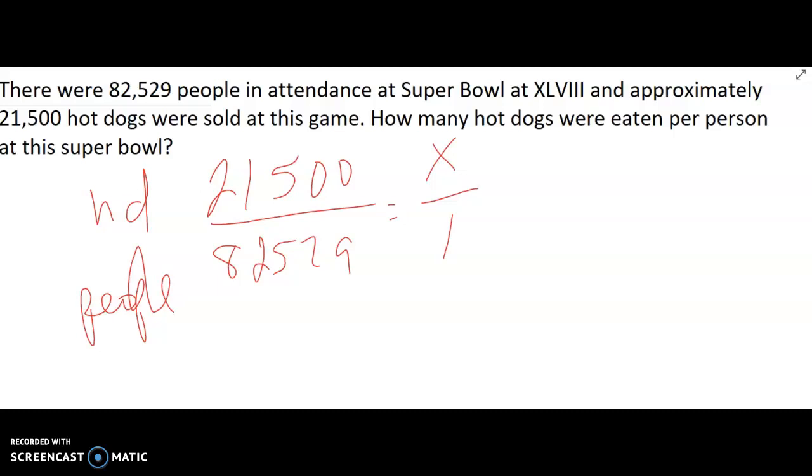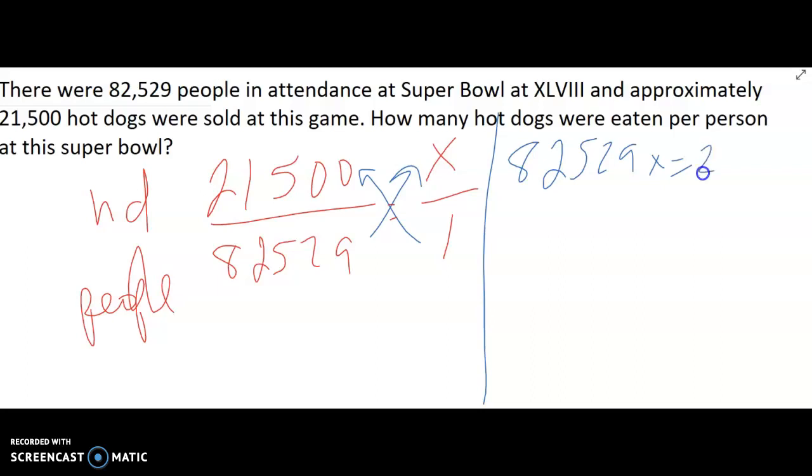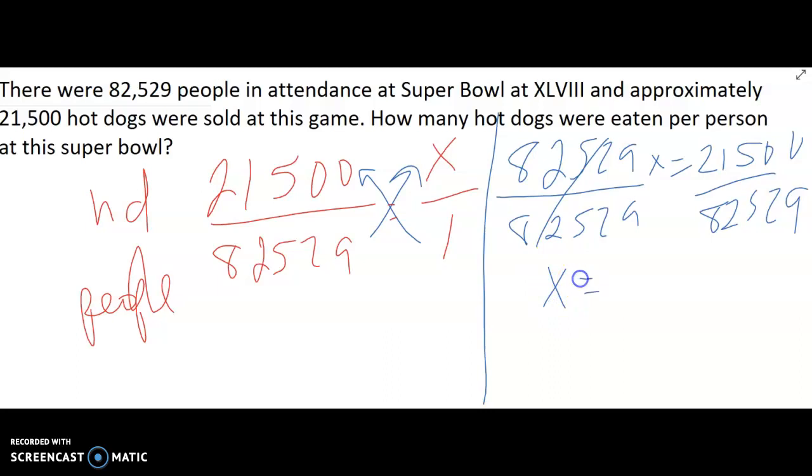So if you just humor me for a minute, if we set this up as a proportion, because we want to know hot dogs per person, let's refresh. We know that we can cross multiply and get 82,529x, and then 1 times 21,500 is just 21,500. Now, if we divide to get x by itself, and this is where you should be saying, Becky, you're an idiot, we end up with the same ratio, 21,500 over 82,529 that we started with. So if we just divide those two, we end up with 0.26.